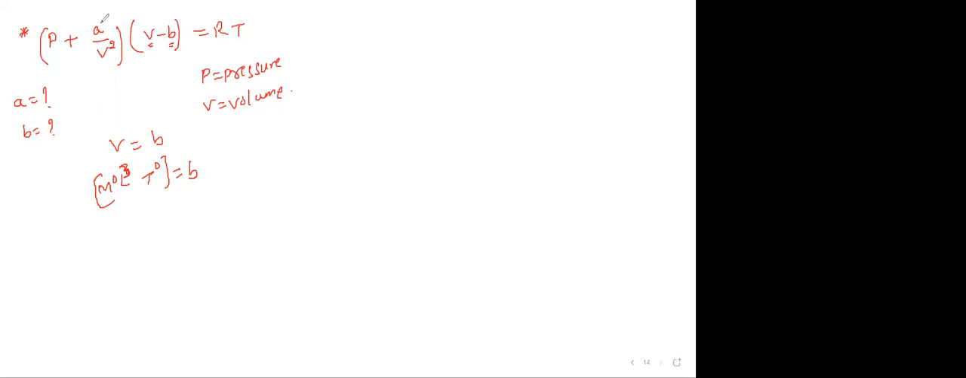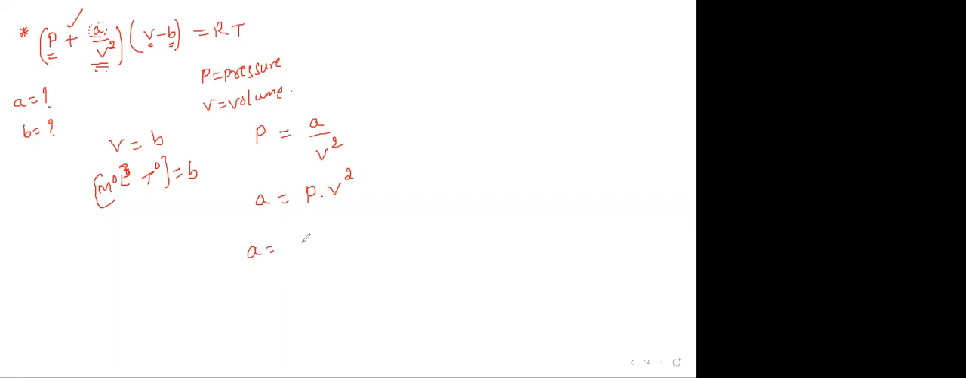Similarly, to find the dimensional formula for A, the dimensional formula for pressure and the dimensional formula for A by V squared must be the same. Because only if these two represent the same quantity can I add them. So what is A from this equation? It is P into V squared.